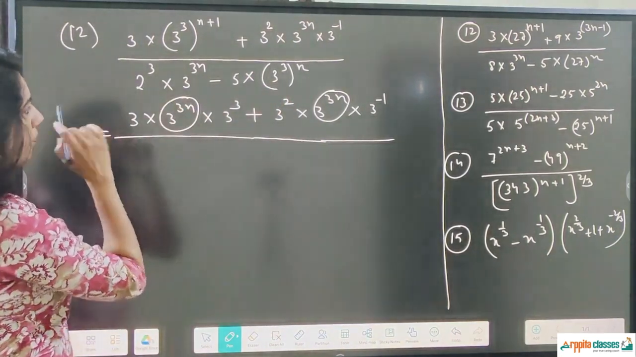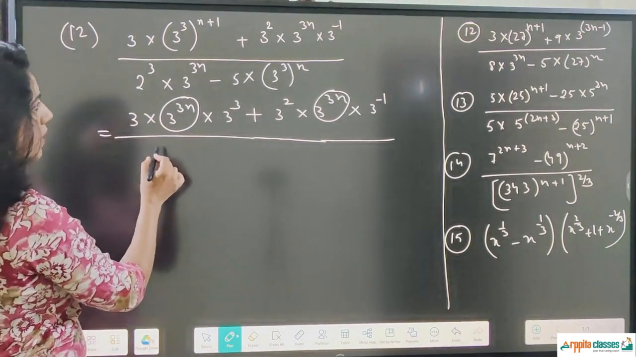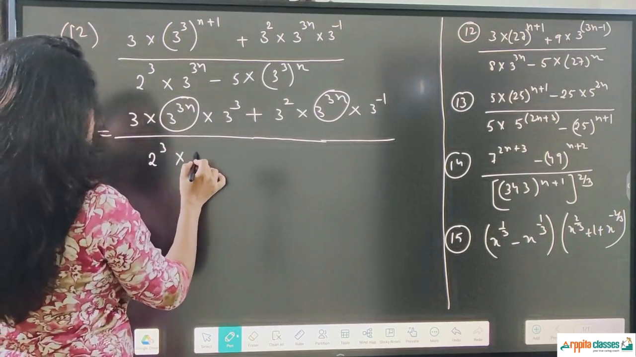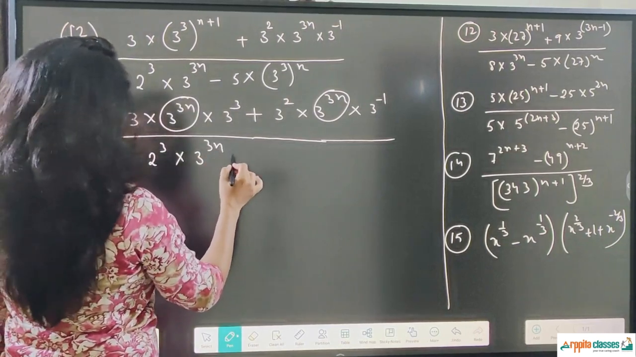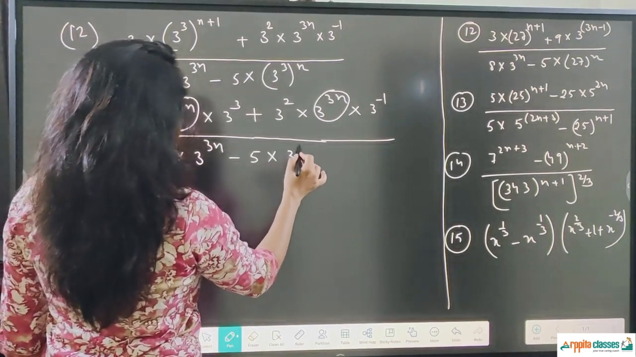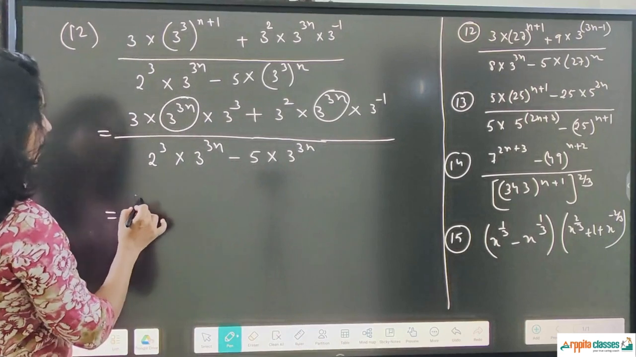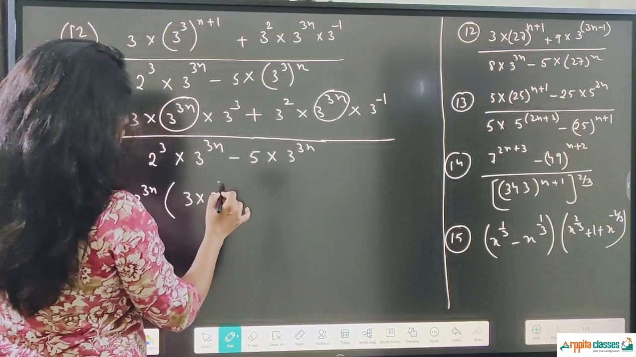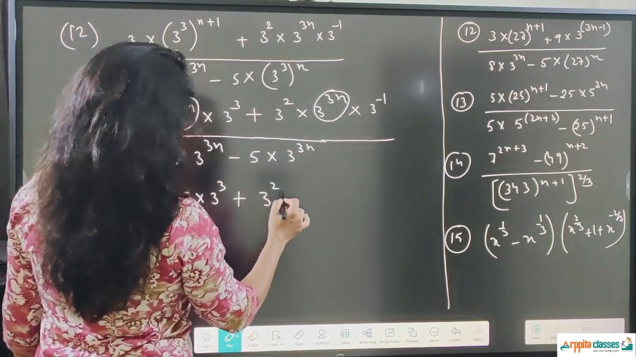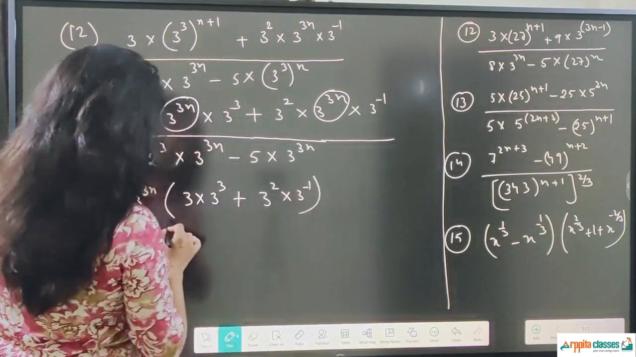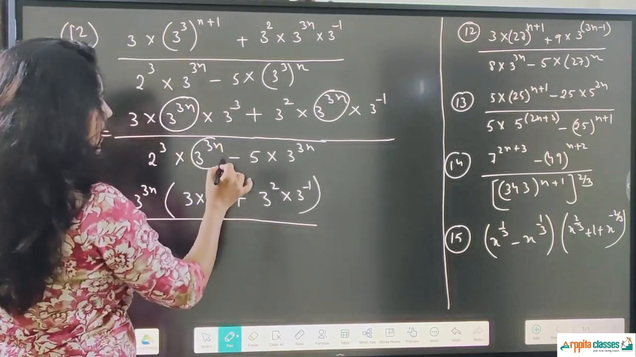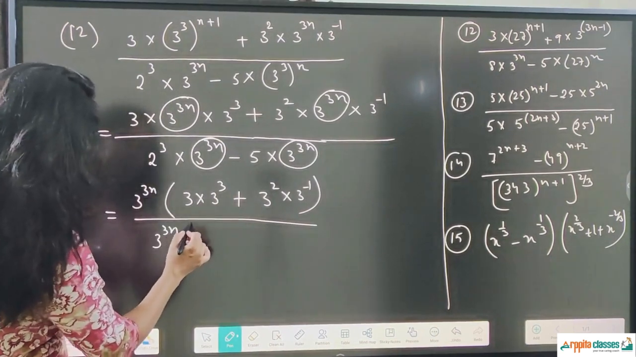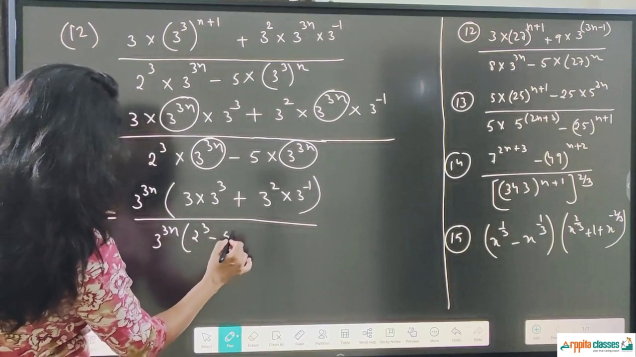From down also, first we'll write down the down thing, that is 2 cube into 3 to the power 3n minus 5 into 3 to the power 3n. Now from the numerator I'll take 3 to the power 3n common. So it is 3 into 3 cube plus 3 square into 3 to the power minus 1. Now from the denominator I will take 3 to the power 3n common again, so it gives you 2 cube minus 5.